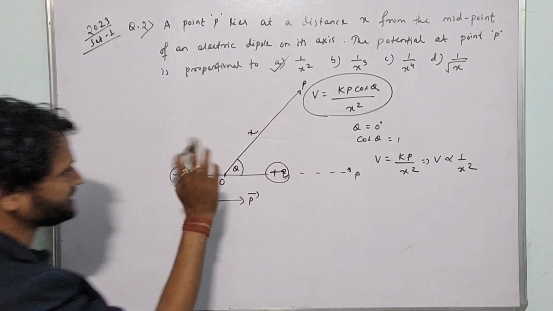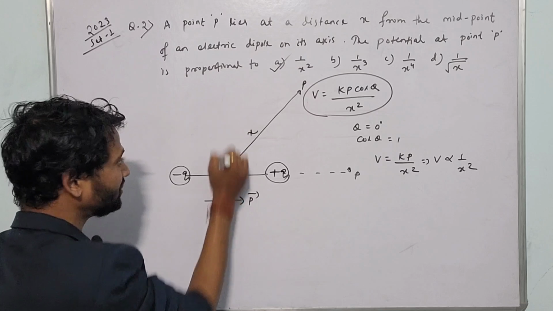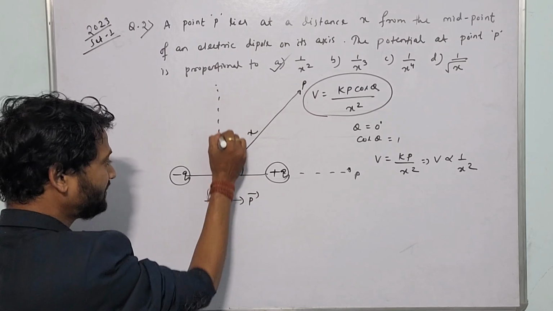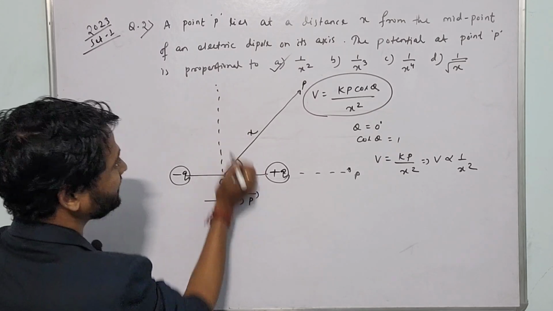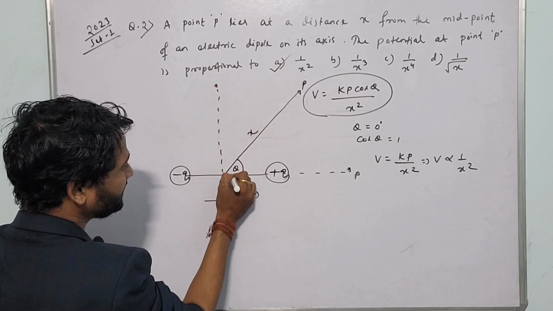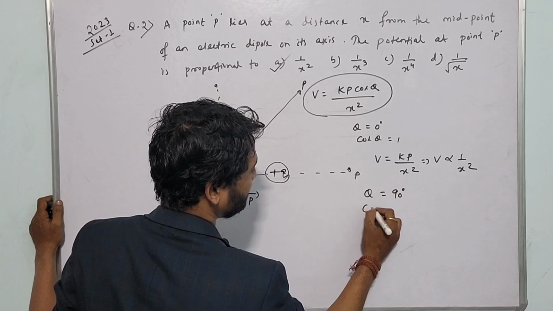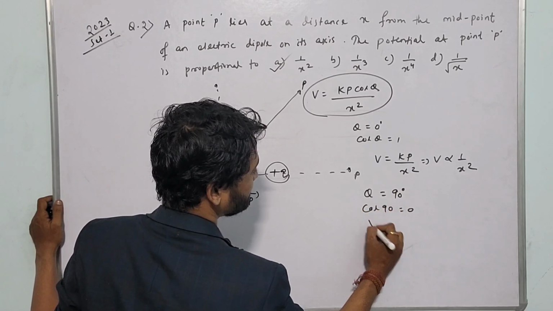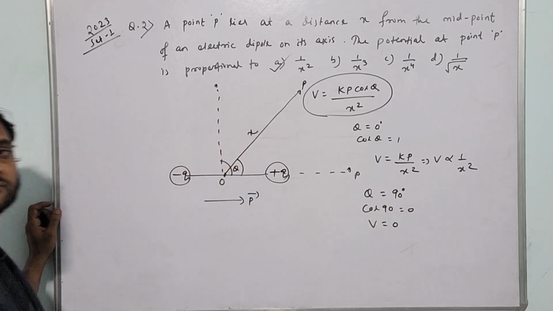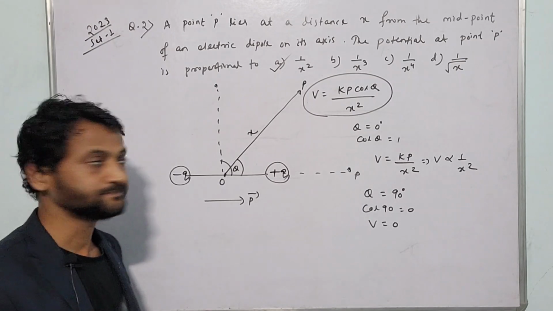Clear? Such a question can also come: what is the potential on the equatorial line? If it is asked to find the potential at the equatorial point, how much is theta at the equatorial point? 90 degree. So that means if theta is 90 degree, cos 90 will be how much? 0. So potential will be 0. Clear? Okay.